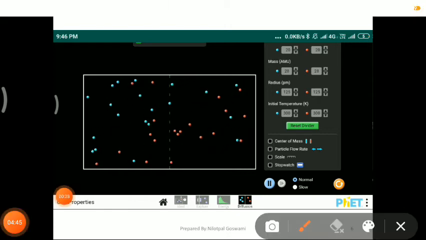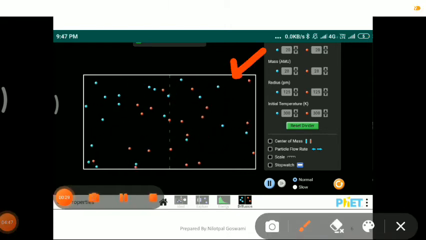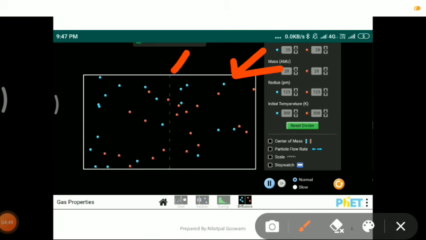So what we can see is that the diffusion takes place. The boundary or border was this dotted line, and when it was removed, we can see that diffusion of both the particles of two different gases occurs. So this is an example of diffusion of gas into gas.